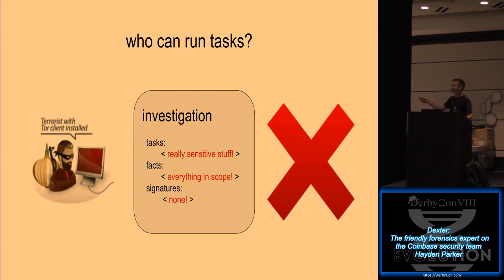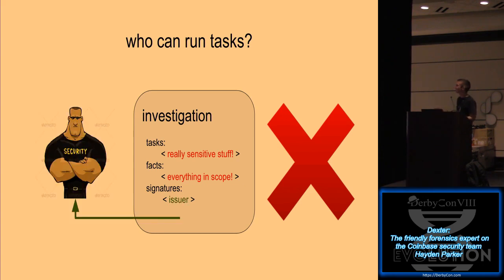Okay, so obviously this is a bad situation, right? If the tasks are really sensitive, the facts is everything, and then there's no signature, no validation. A terrorist with a Tor client installed could issue an investigation and steal all of our data. Image courtesy NSA. Thank you. So obviously this is where we're going to start. This is a bad place to start.